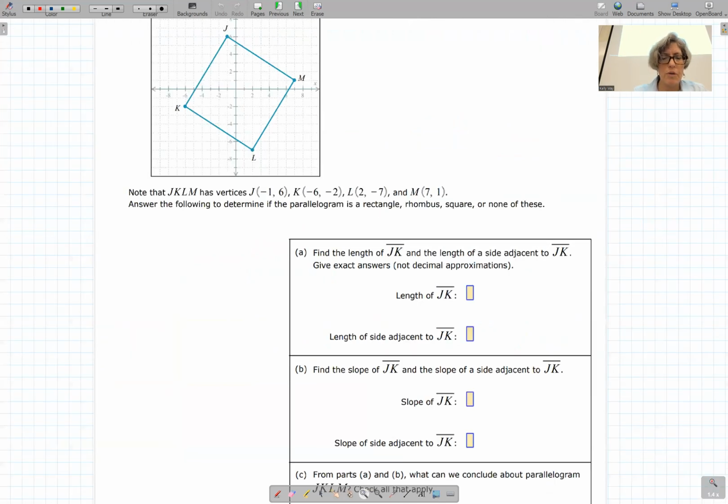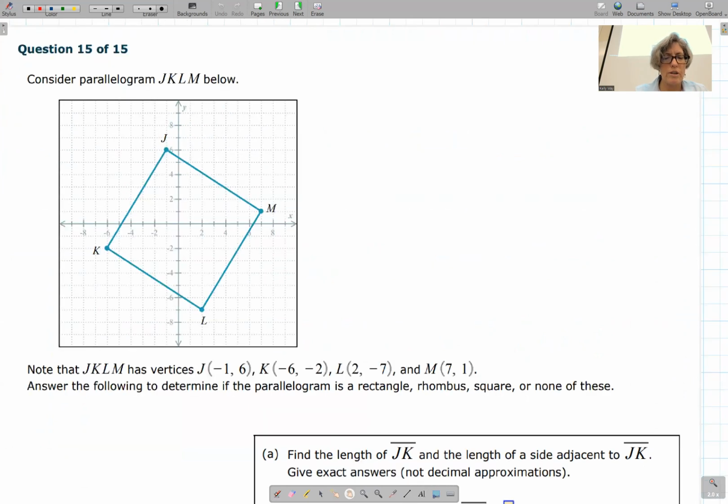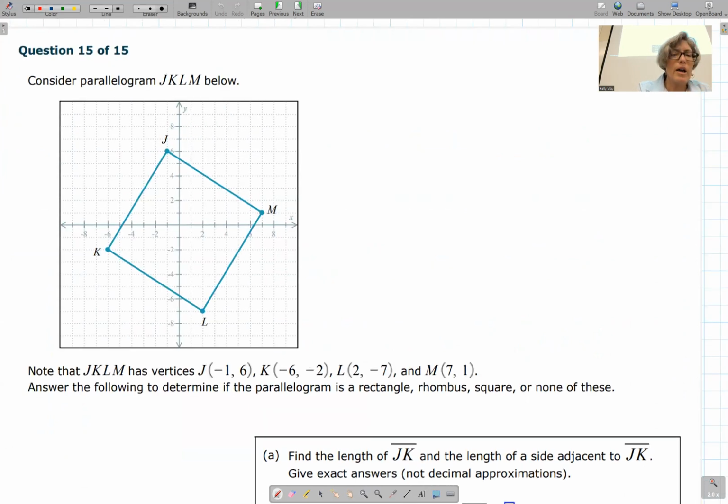All right, so for this one, you're given some coordinates here. I recommend you put your coordinates on a diagram, sketch it, so you'll be provided a grid. -1, +6, K, -6, -2, M, 7, -1.